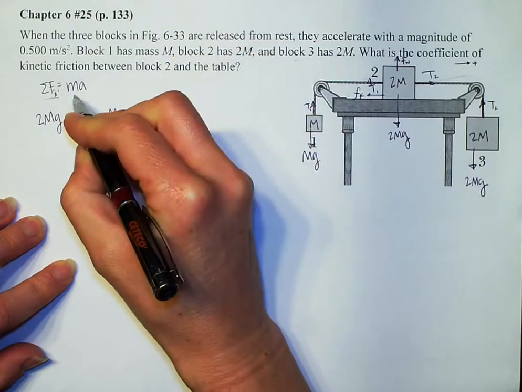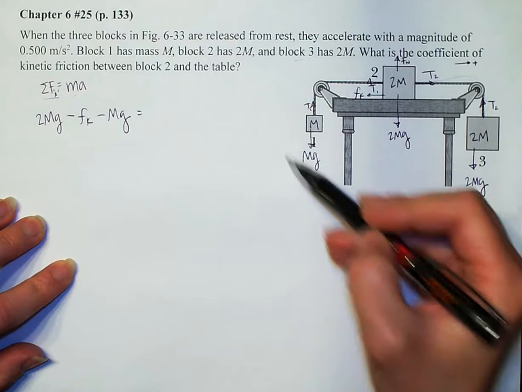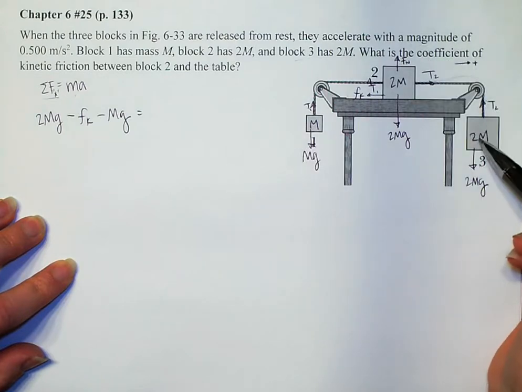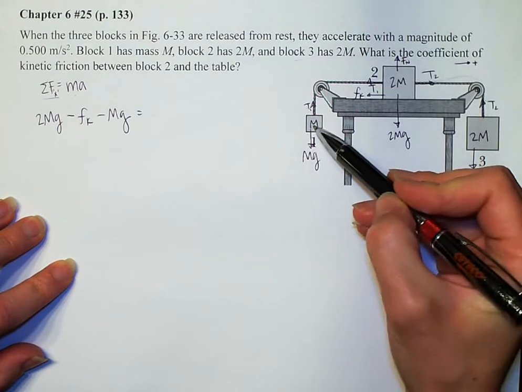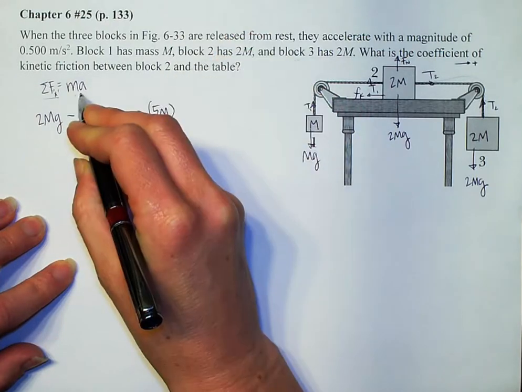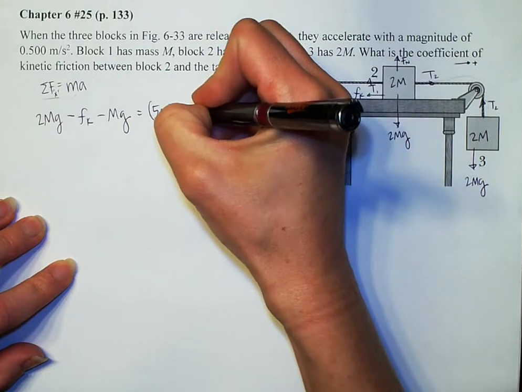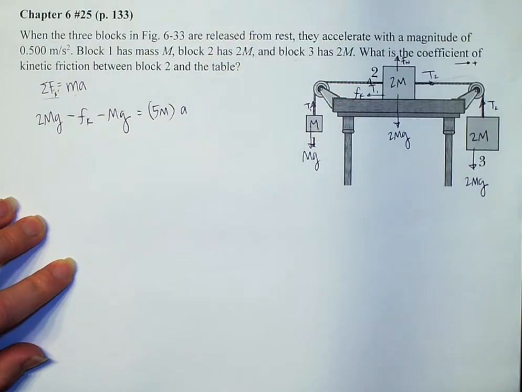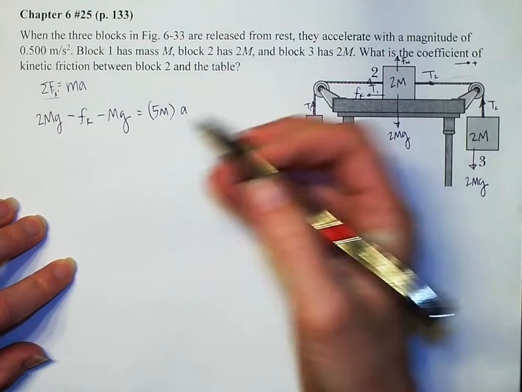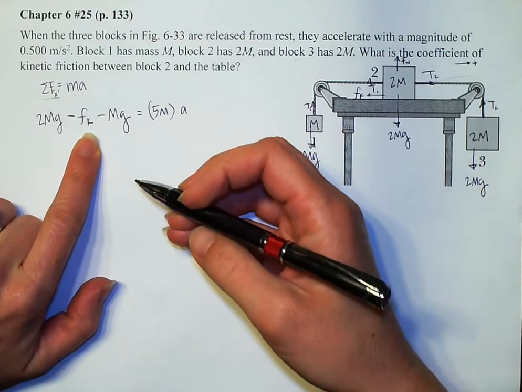So now we have summed our forces. We're going to set that equal to mass times acceleration. Now, of course, when we're doing mass, that would be the mass of everything in your system. So 2m plus 2m plus m, we have 5m. And our acceleration, we already know it, it's 0.5, but I'll just put a for now and we'll plug in stuff later.